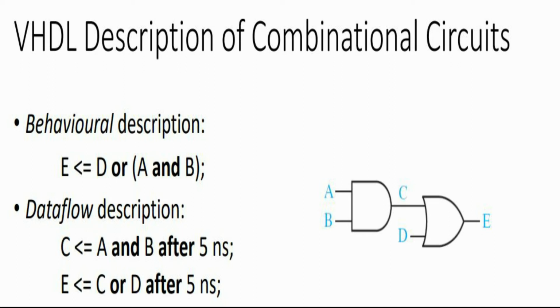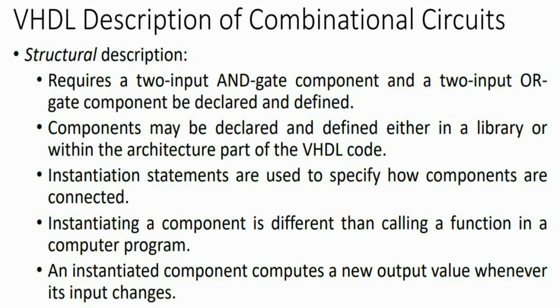We have seen that a structural model gives the gate level description of the digital system. Now let us write the structural description for the combinational circuit just discussed. So it requires a 2-input AND gate component and a 2-input OR gate component to be declared and defined. Later, the components may be declared and defined either in a library or within the architectural part of the VHDL code. Instantiation statements are used to specify how components are connected.